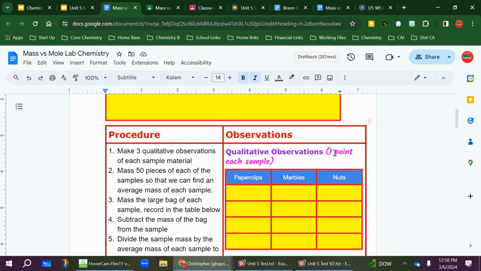Qualitative means what? No numbers. What you see, what you feel, what you hear, what you smell, what you taste, don't lick them. Do not taste these. Okay?